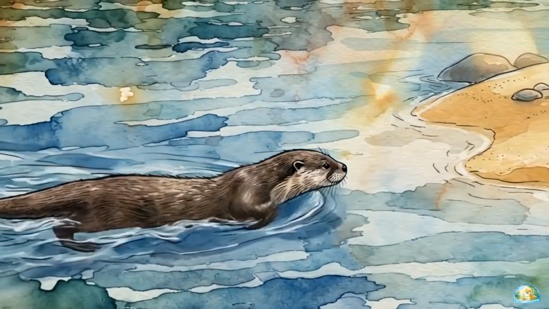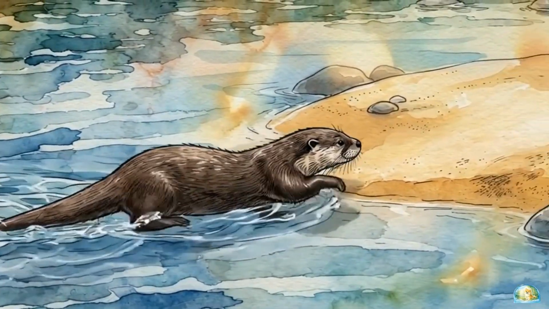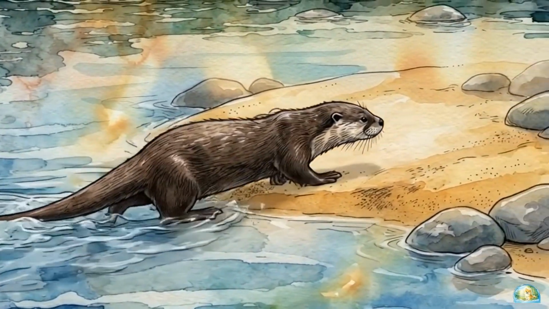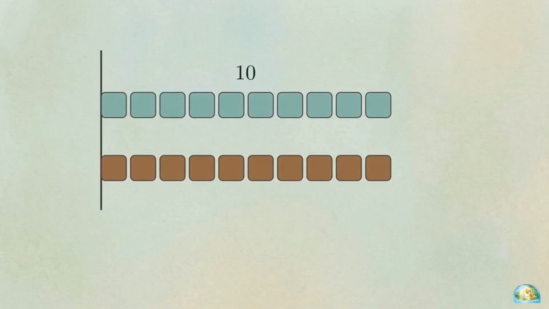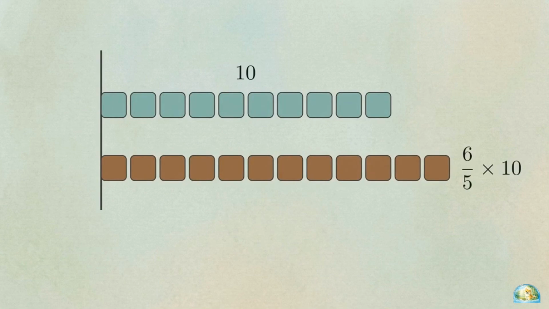Moving further downstream, we can set up a second test on a new sandbar. This time, our starting quantity is a length of 10 units. Look at what happens when we apply a multiplier of 6/5. Because 6/5 is greater than 1, we should expect the new physical length to stretch past our original baseline.